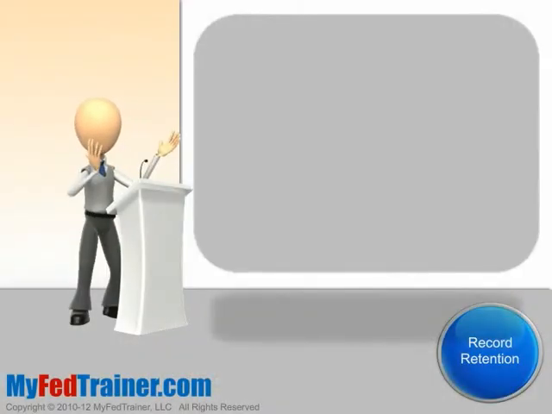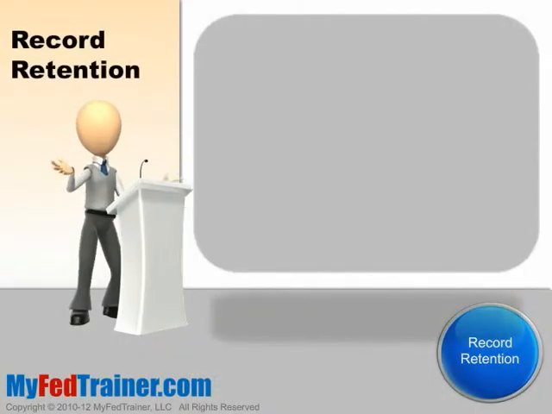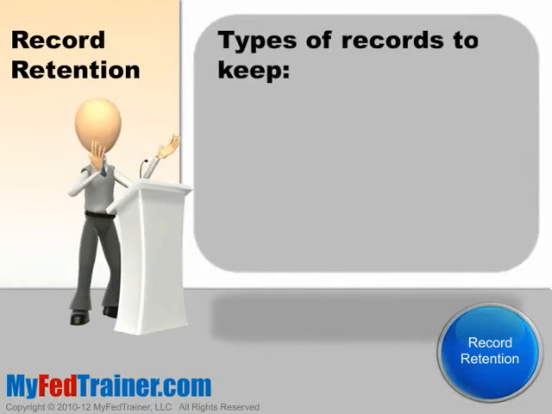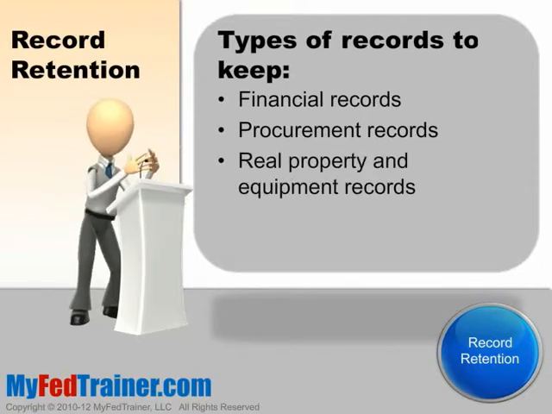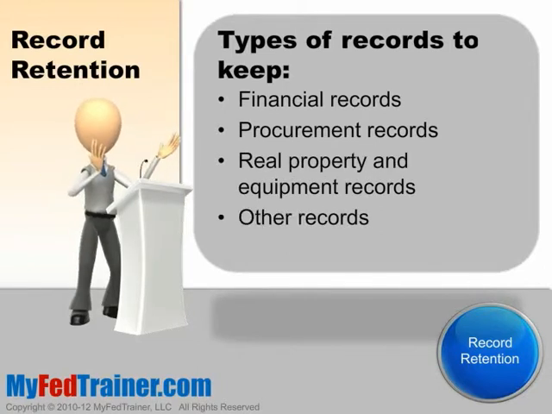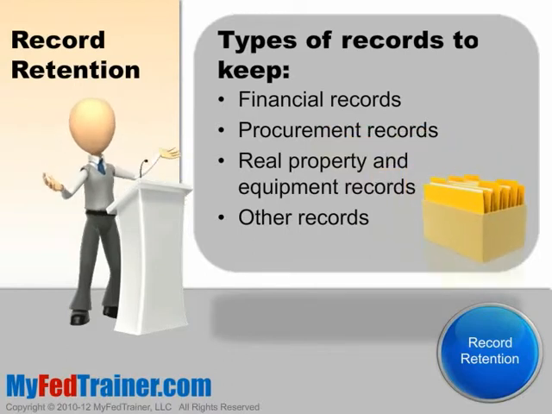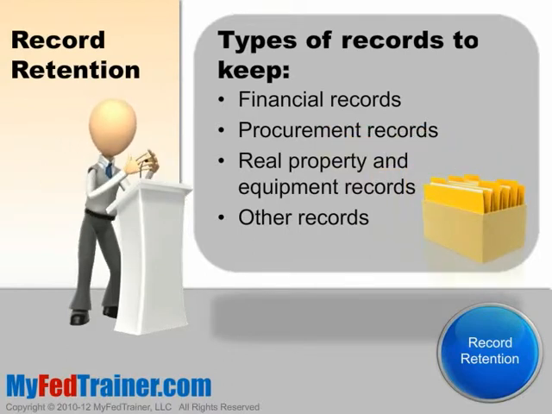Let's look at the record retention requirements for federal grant recipients. There are a number of different types of records covered under the administrative requirements, which must be retained and available to the federal government. The main types of records include financial records, procurement records, real property and equipment records, and other types of records such as indirect cost rate proposals and program reports.